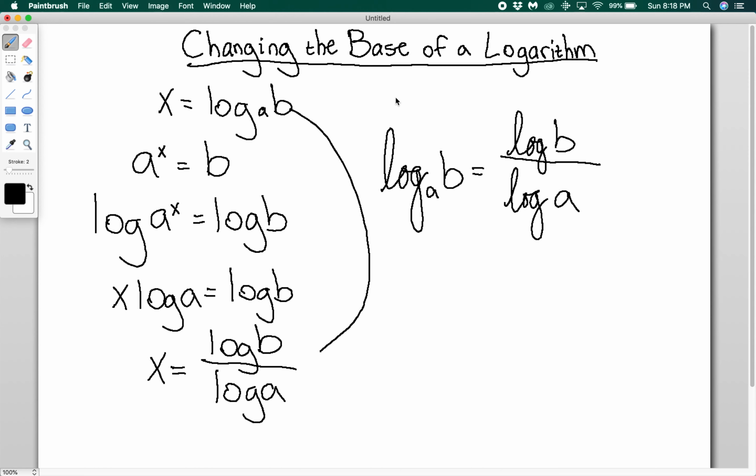And this is called the change of base. So anytime you want to evaluate something like this, the way you're going to do it is, in your calculator, do log base 10 of b, and then take that number and divide it by the log of a. So let's look at an example here.